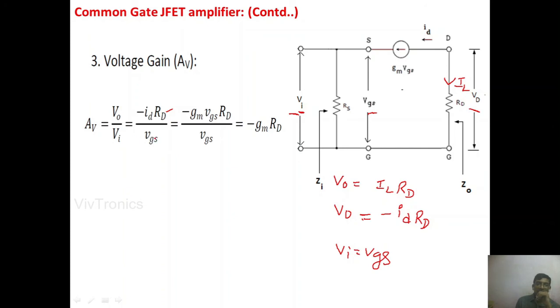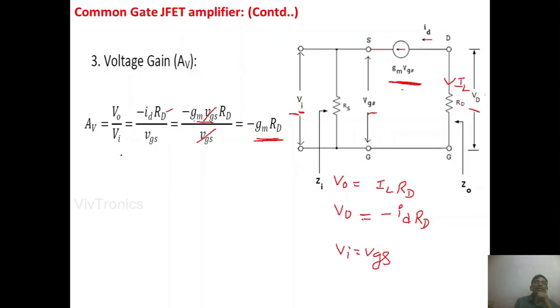So instead of VI, I have substituted VGS, and instead of V0, I have substituted minus ID into RD. And we already know ID is equal to what here? ID current is equal to GM VGS. So I am substituting minus GM VGS in the place of minus ID. So minus GM VGS RD divided by VGS. This VGS and VGS will get cancelled. So we have only minus GM RD. That is the voltage gain of the common gate JFET amplifier.